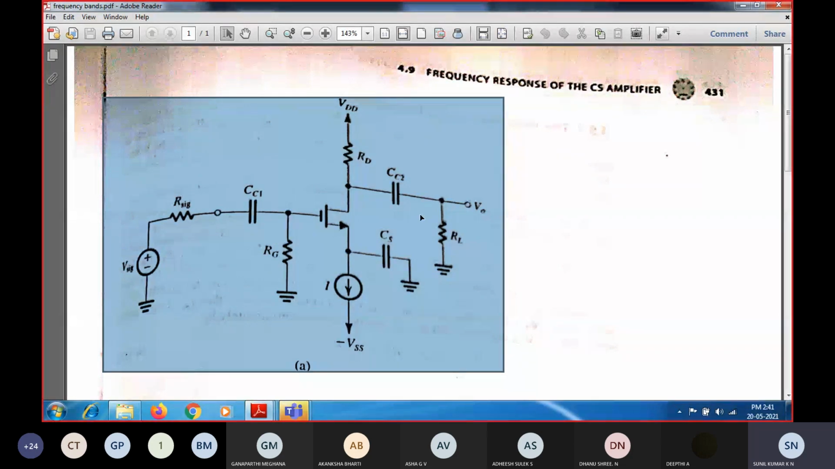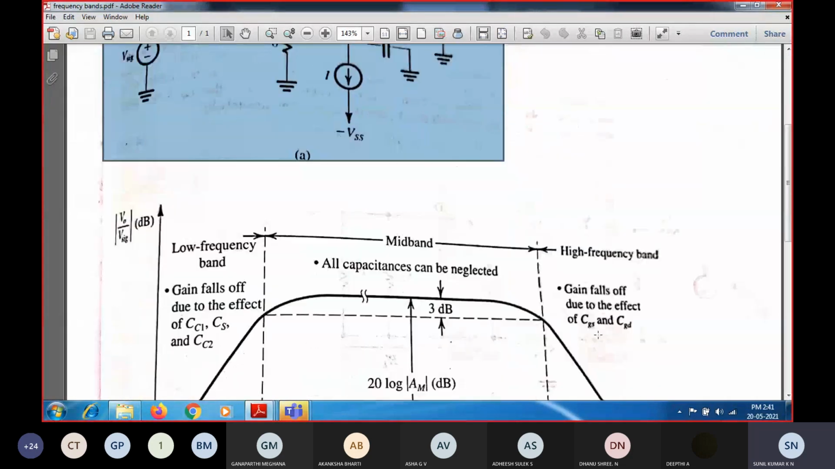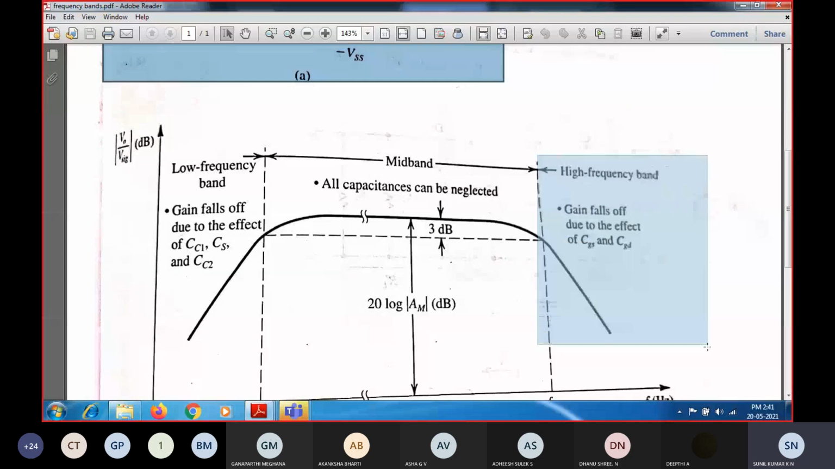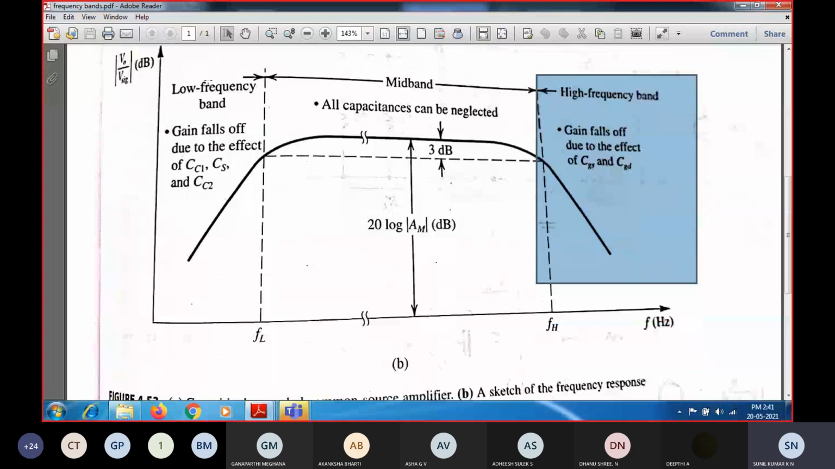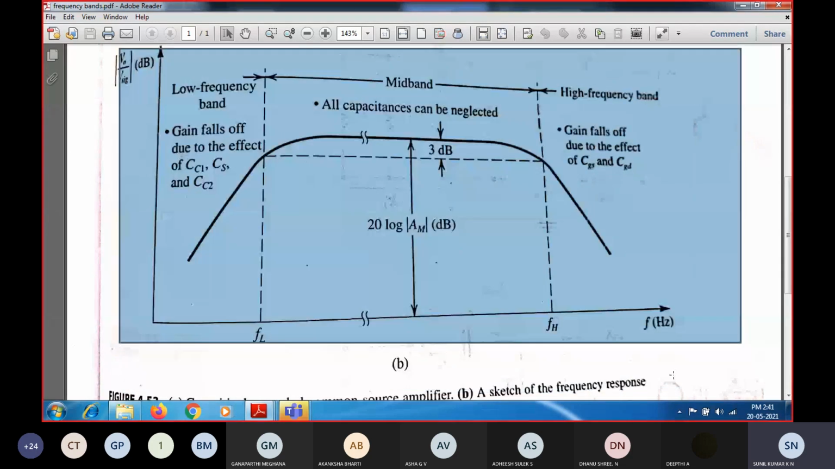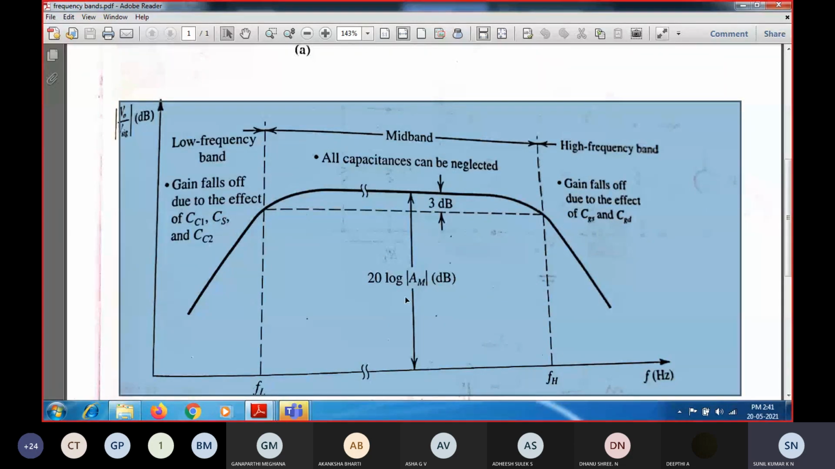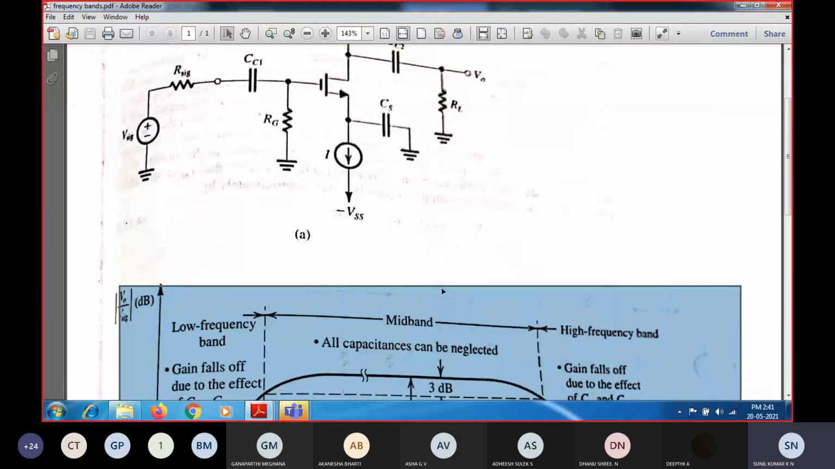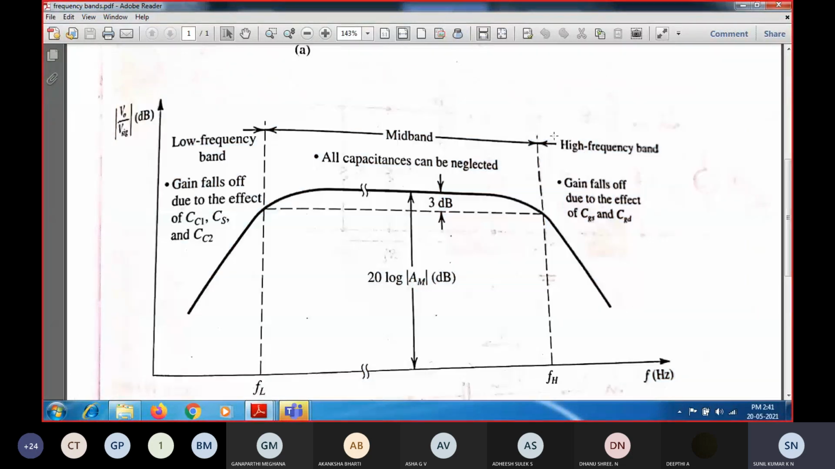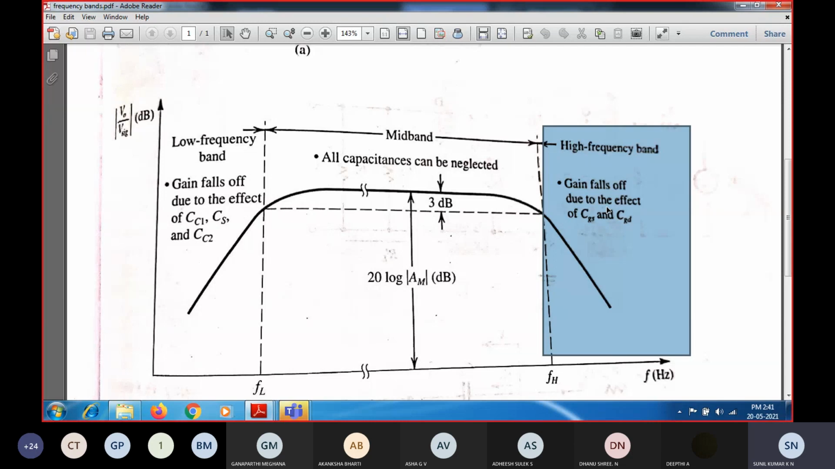Since I am going to talk about the high frequency model, the high frequency response of the amplifier, this is the general frequency response of any amplifier. If I am going to talk about the common source amplifier at high frequency, this is nothing but the high frequency response. For this, we have already developed a high frequency equivalent model, right?